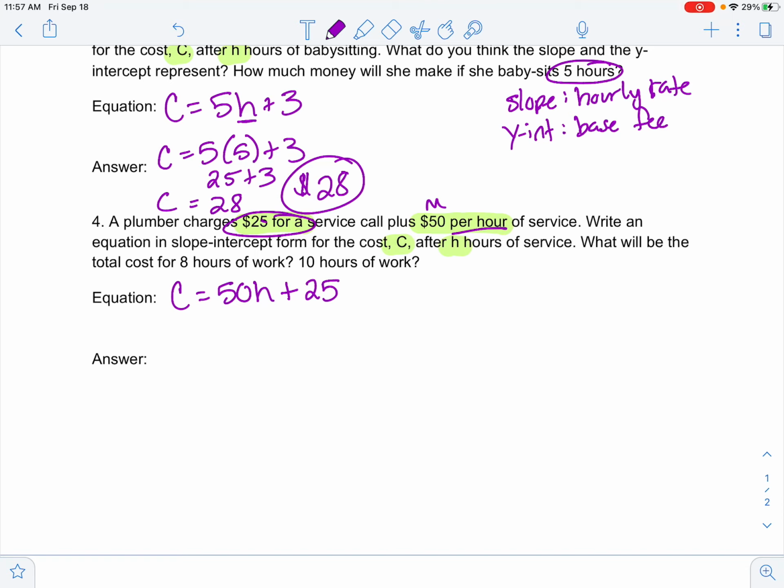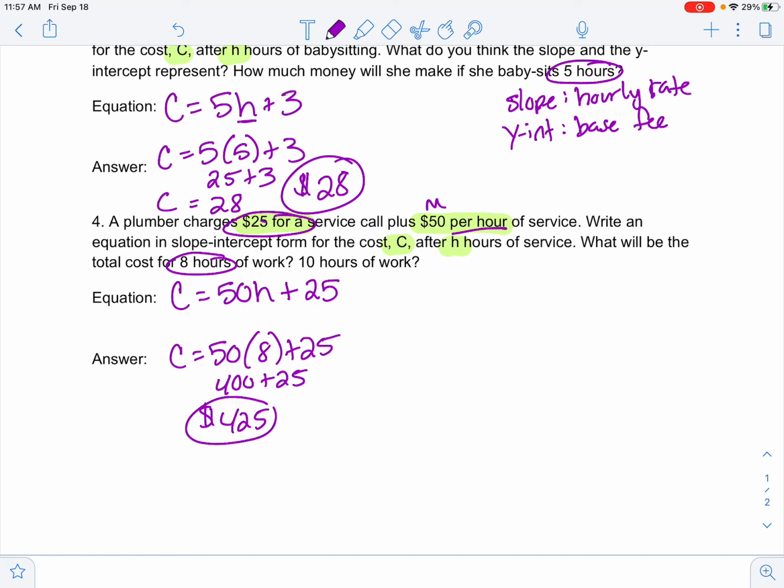So there's your equation. What will be the total cost for 8 hours of work and 10 hours of work? Okay, so for 8 hours of work, again, that's hours, so we're going to plug it in for hours. So we have 50 times 8 plus 25. Okay, 50 times 8 would be 400 plus 25 would be 425.